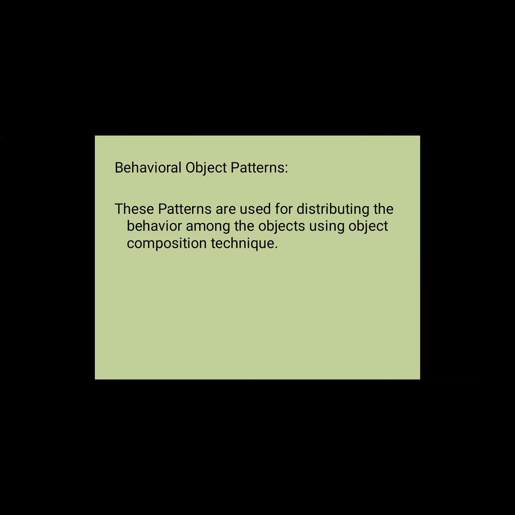Now we are discussing the behavioral object pattern. These patterns are used for distributing behavior among objects using the object composition technique. The main purpose of using behavioral patterns is to define which type of behavior is used. Here we consider different types of modules, and whether those modules respond properly or not. So we are distributing the behavior. For example, maybe we are performing an execute operation, and that execute operation is shared by many clients.